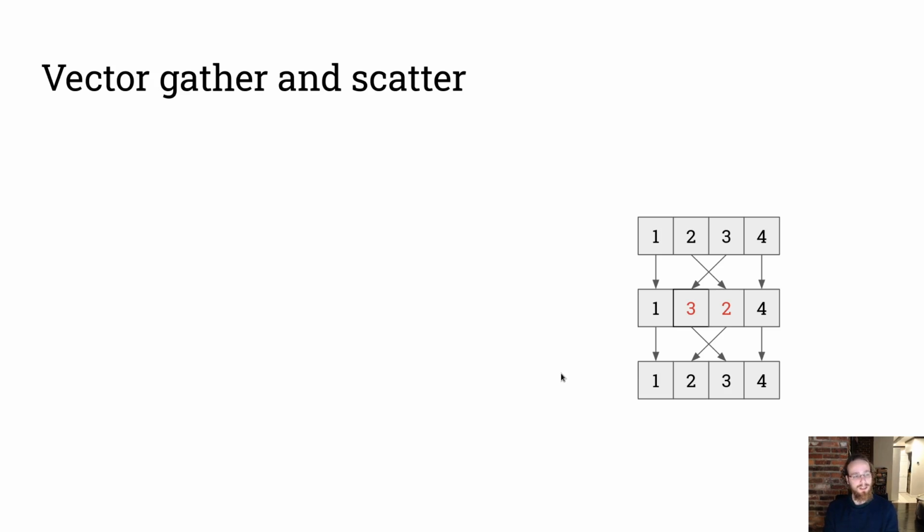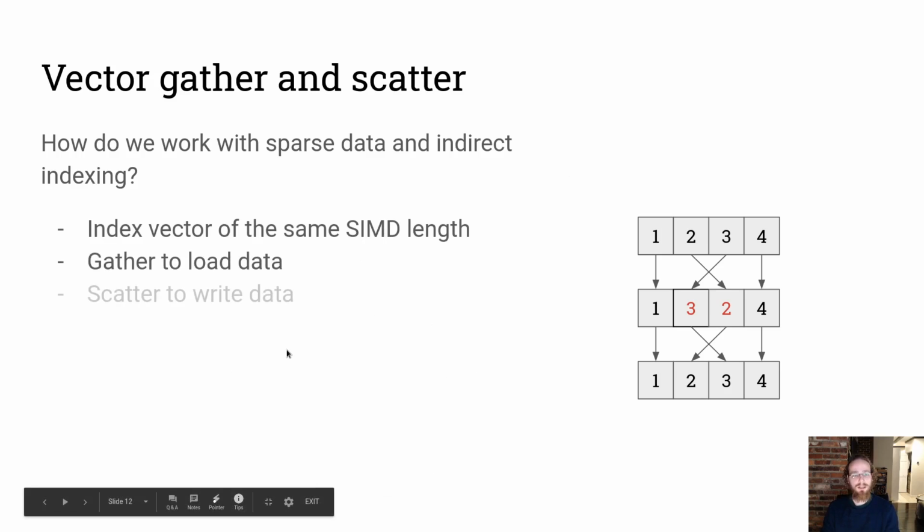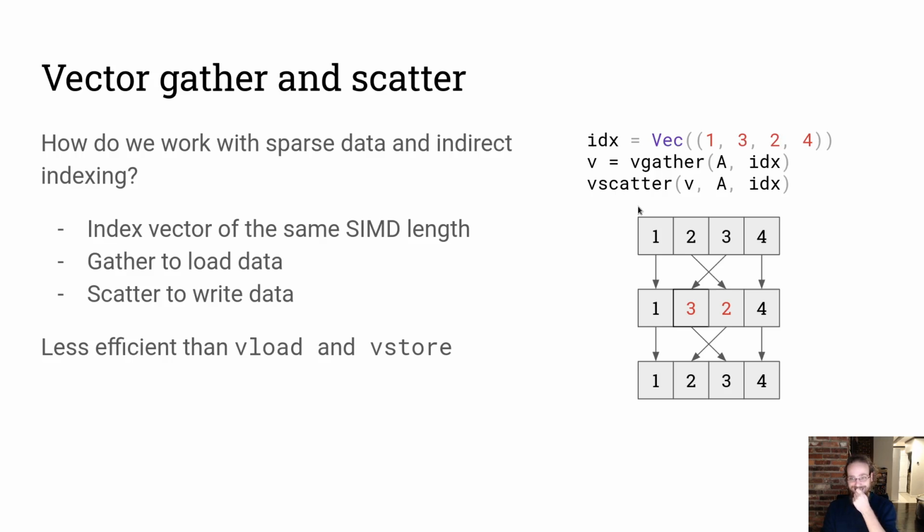When I'm looking at SIMD code like before, I mentioned that the vload of A is loading consecutive memory. So can I load non-consecutive memory? Indeed, yes, we have a gather and a scatter instruction, and that allows us to work with sparse data through indirect indexing. So we create an index vector, which is the same length as our SIMD length. We use the gather instruction to load the data, and the scatter to write the data, but keep in mind that these instructions are less efficient than a vload and a vstore. So here's an example of this. We take an index vector 1, 2, 1, 3, 2, 4, and we gather the data, causing us to obtain a vector where the elements 3 and 2 are flipped around, and we can scatter the data back into the same locations. So this is a swizzle.